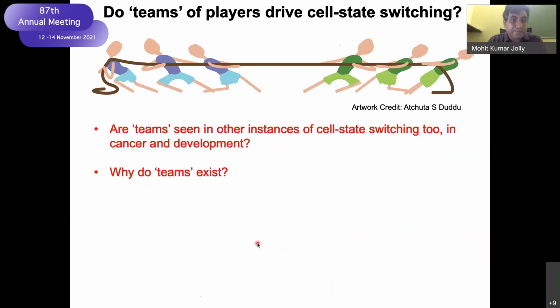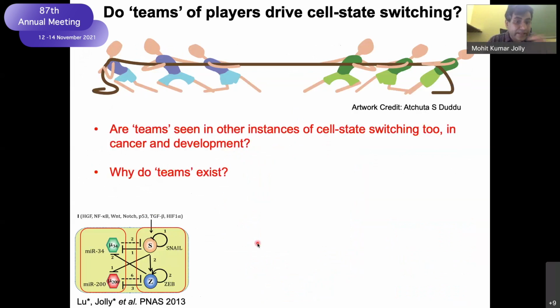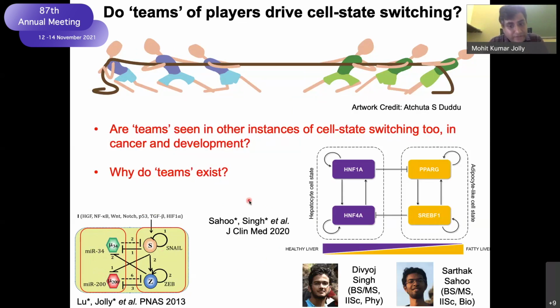So the next question is: is this idea of teams of molecules a central feature of multiple different examples when cells are switching back and forth? Again, I'm presenting an example from where I started looking into metastasis. We did not have the idea of teams then. Again, yet another two different states of the system. You can see that these molecules inhibit each other. Another instance we looked at recently was in the context of liver disease, with two students, Divyoj and Sarthak. We also saw these teams forming. But again, these were such small networks that we didn't even think about contextualizing them in terms of teams.